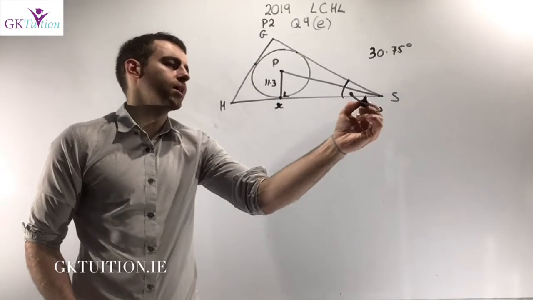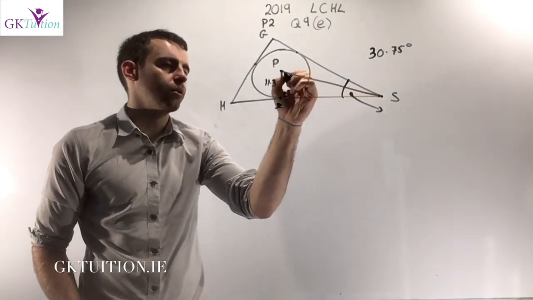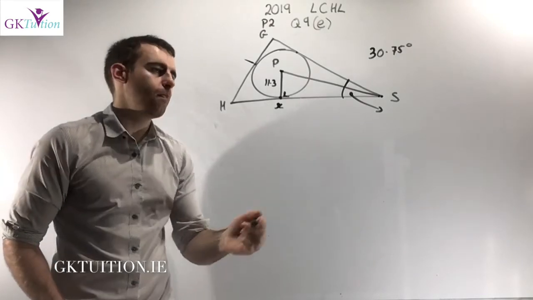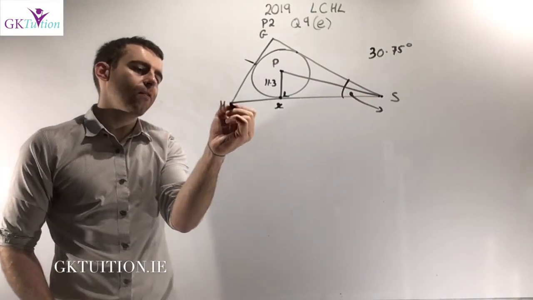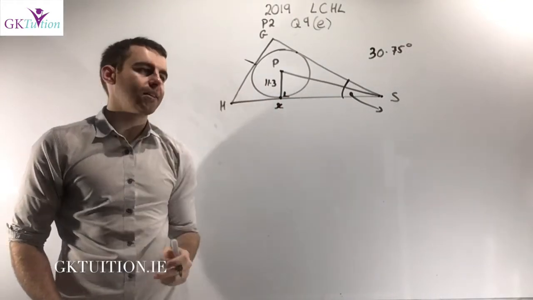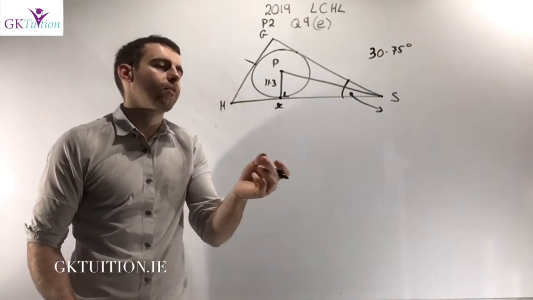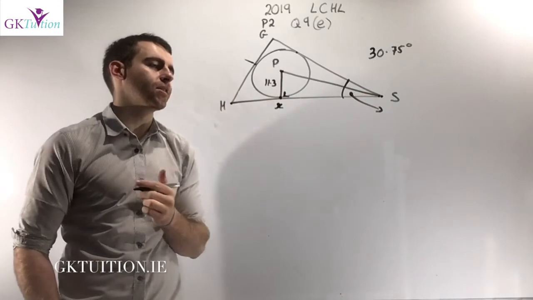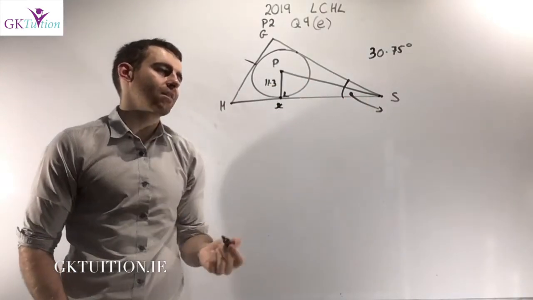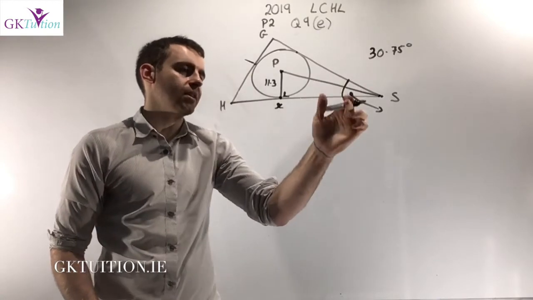Or in other words, what I'm saying is that this line, the line S going through P and continuing on, that's an angular bisector. It bisects this angle. If I drew a line from H to P and went through it, that would bisect this angle. But by virtue of the fact that this is an angular bisector, I can say that the angle PSX is just half of this entire angle.